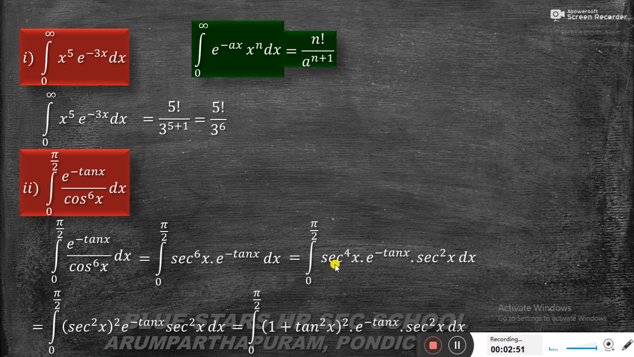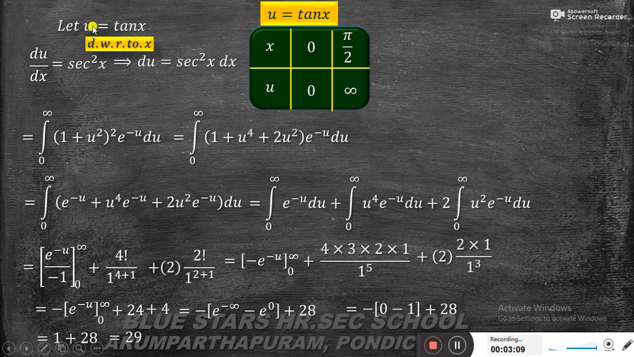In the next step, secant power 4x I write as secant square x whole square, so e power minus tan x secant square x dx. Secant square x I write as 1 plus tan square x. So 1 plus tan square x whole square e power minus tan x secant square x dx. Take the substitution u equal to tan x. Differentiating with respect to x, du by dx equals secant square x, therefore du equals secant square x dx.